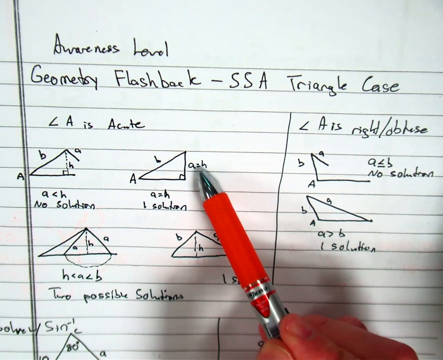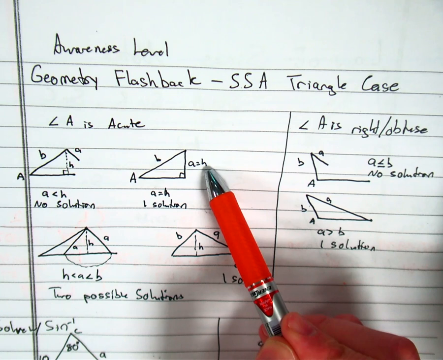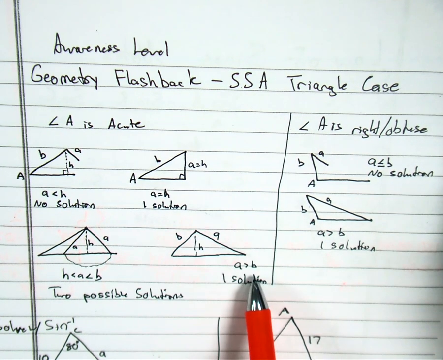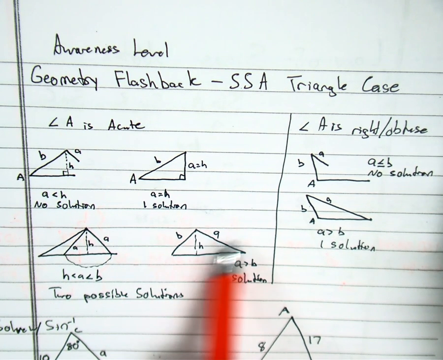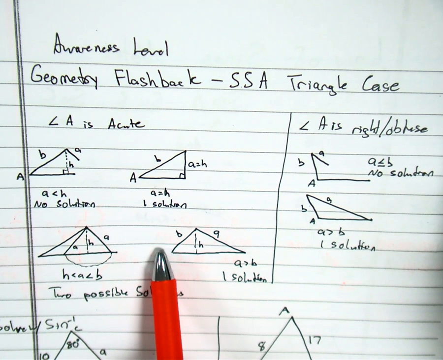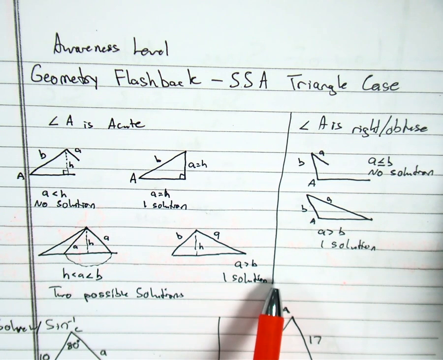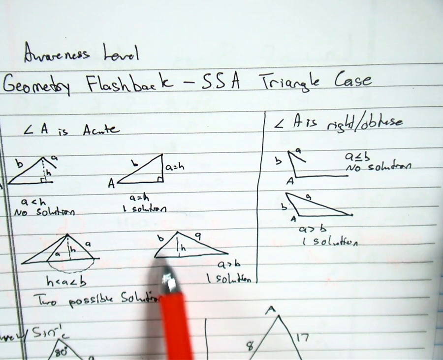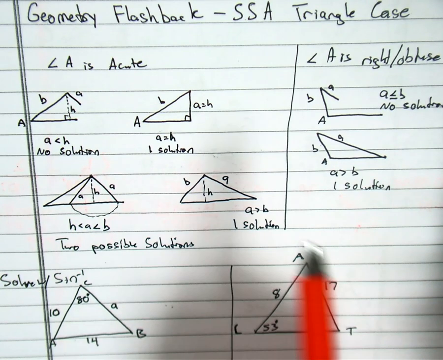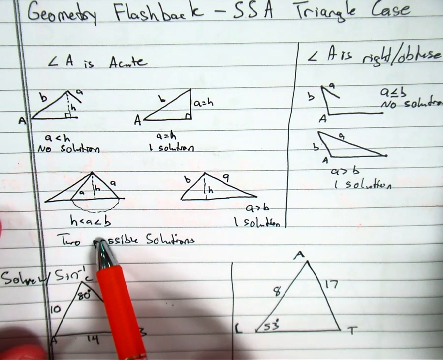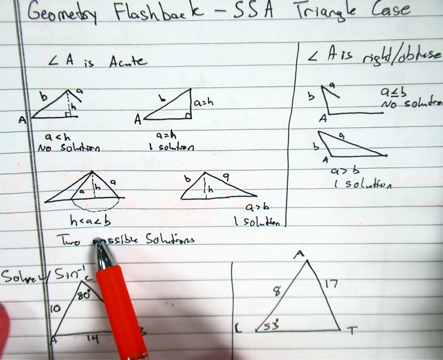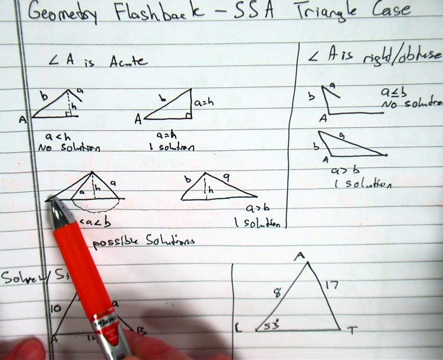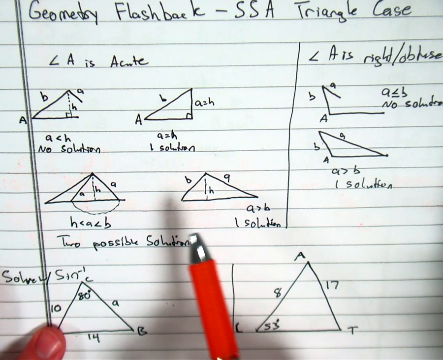If side A is exactly the same as the height of the triangle, you have a right triangle. If A is bigger than B, it's going to have to be bigger than H, then you have an obtuse triangle, with the obtuse one being up here instead of down there. If, this is the tricky part, this is why you can't do it, if A is bigger than H, but still smaller than B, we have two triangles possible.